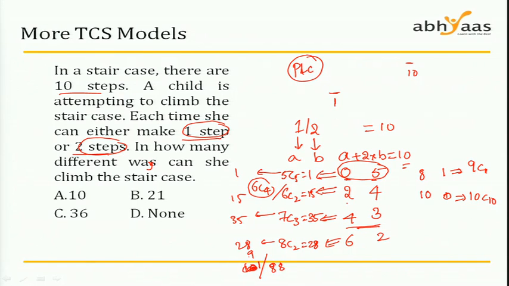I'm just doing the calculation again. 51, 28 is 79, 88, 89. So the number of ways I could accomplish this task is 89 ways. So your answer becomes option D, none. Let's move on to the next one now.